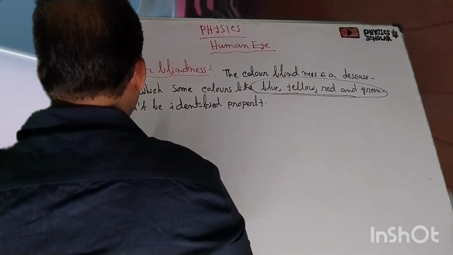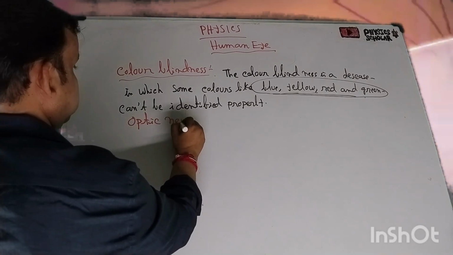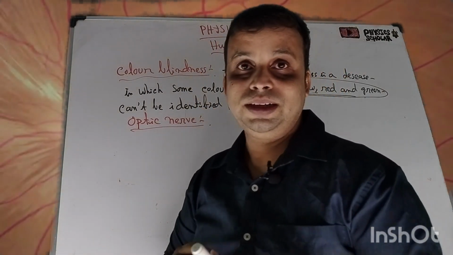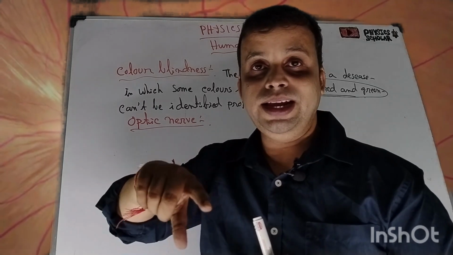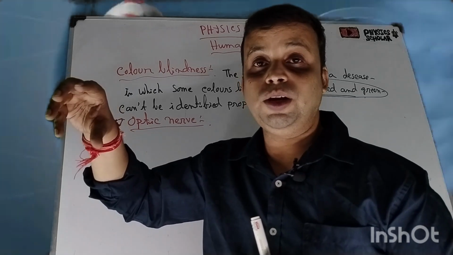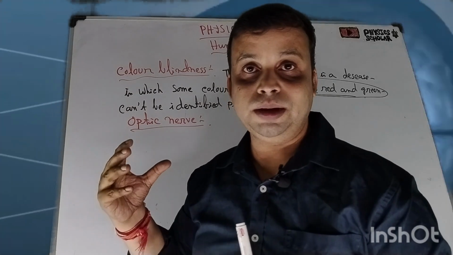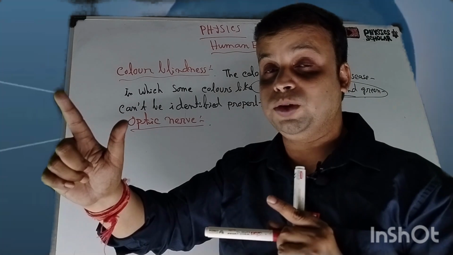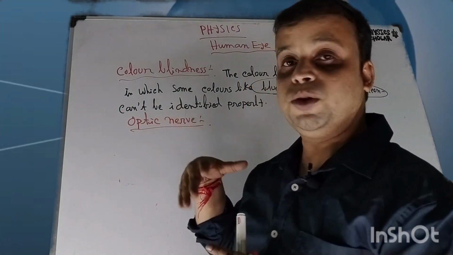Now let us move to the next topic, the optic nerve. The optic nerve, from the retina, when the real and inverted image forms, carries the electrical impulses to the brain, and the brain identifies the object and then we can see it. So the optic nerve is a very important part. Without the optic nerve, the electrical impulse cannot go up to the brain and we cannot see the object. Even if the image is formed, without the optic nerve we cannot see the object.